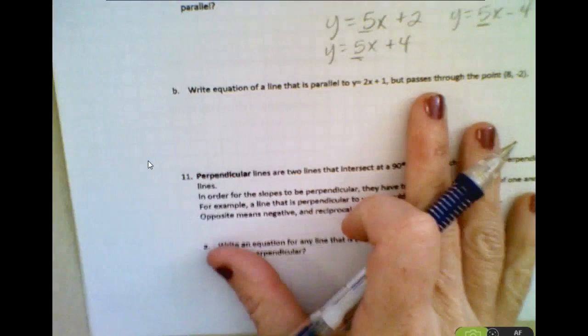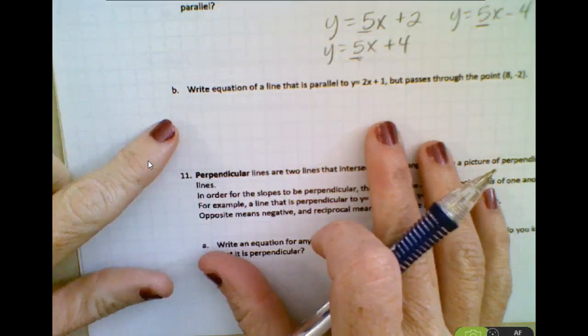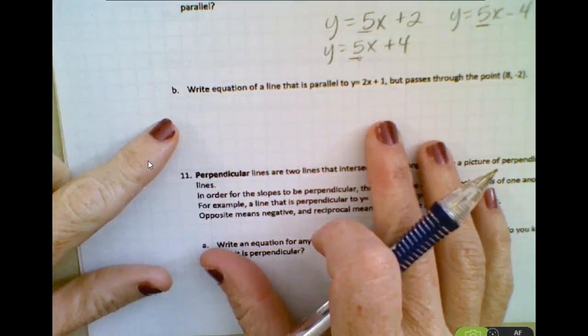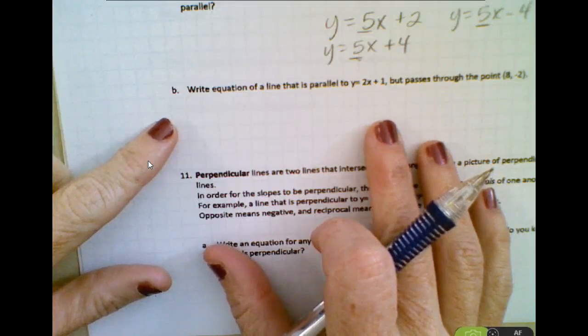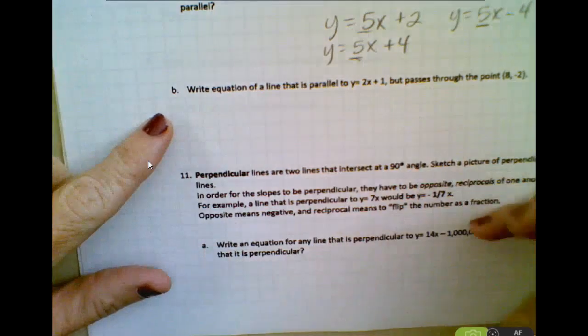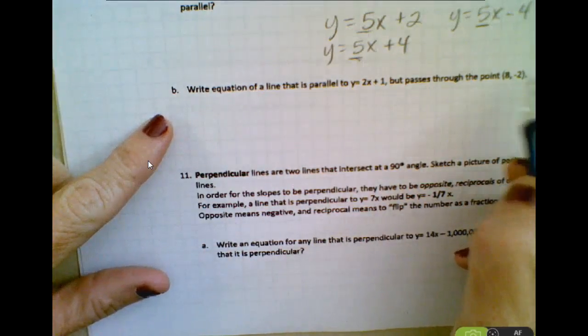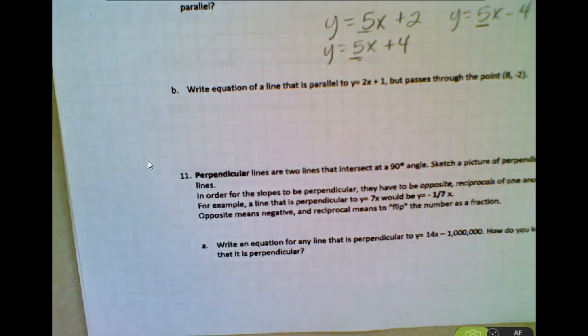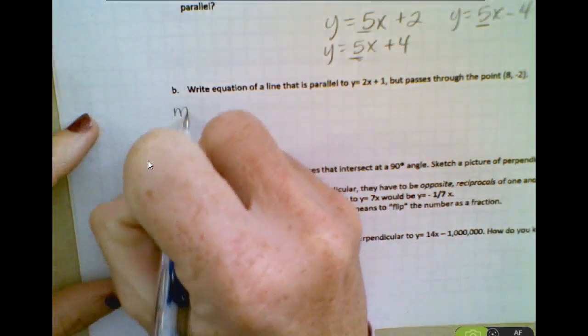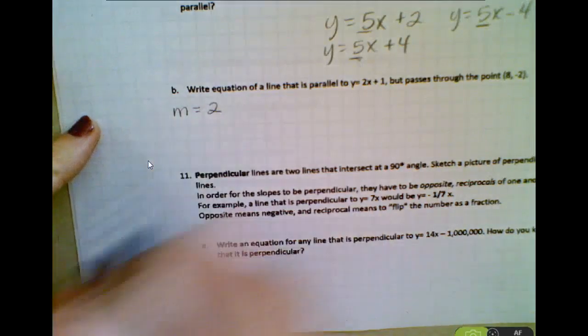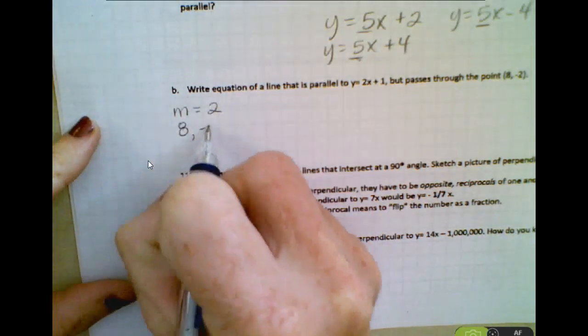So now that we're really good at writing equations, let's do this one. Okay? Write an equation of a line that is parallel to y equals 2x plus 1, but passes through the point (8, -2). Do we know our slope? Yes. What is it? 2. It has to be the same, right? Right. And the point is (8, -2).